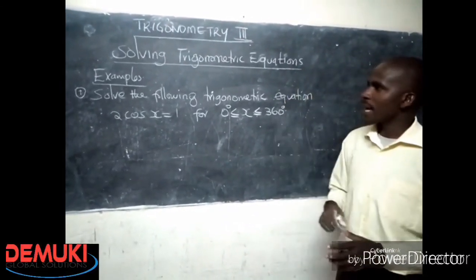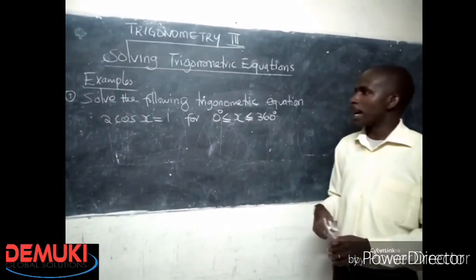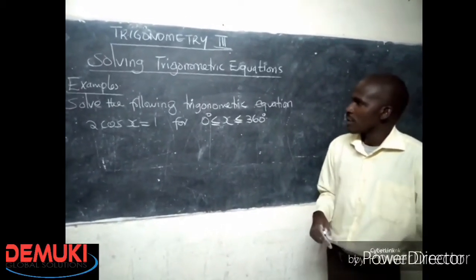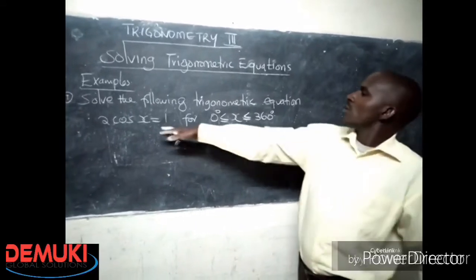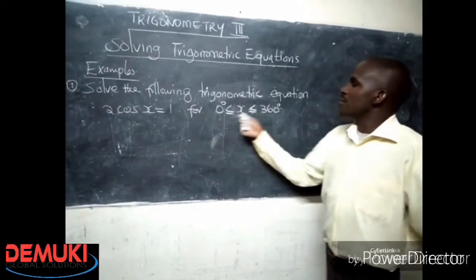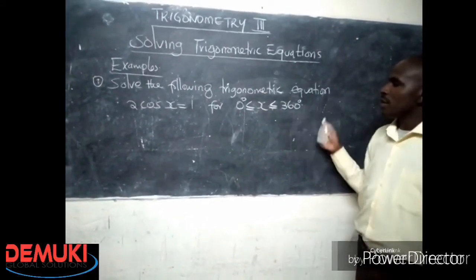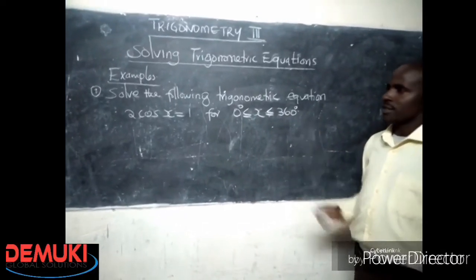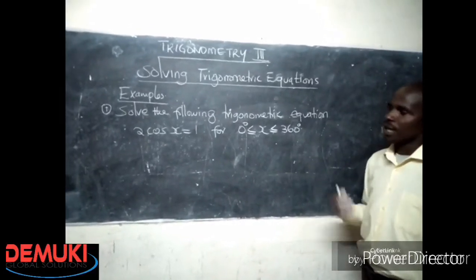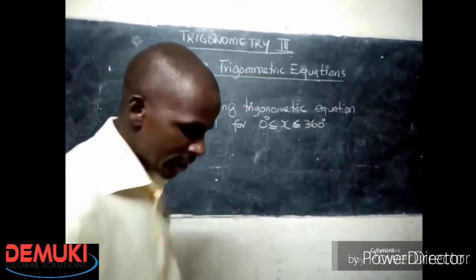Now, mainly here, I just want us to go through examples and see what there is for us to do. The first example says, solve this trigonometric equation 2 cos x equals 1 for values of x between 0 degrees, greater or equal to 0, and less or equal to 360 degrees. Once given that problem, how do you approach it? How do you get the answers? So this is how you go about it.